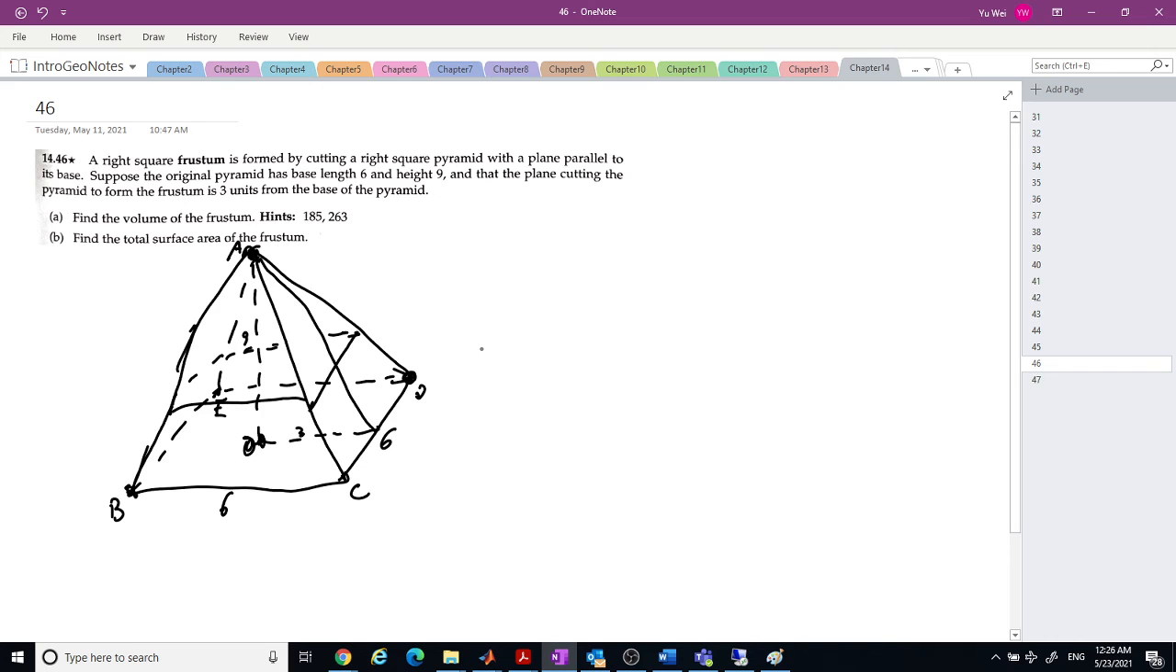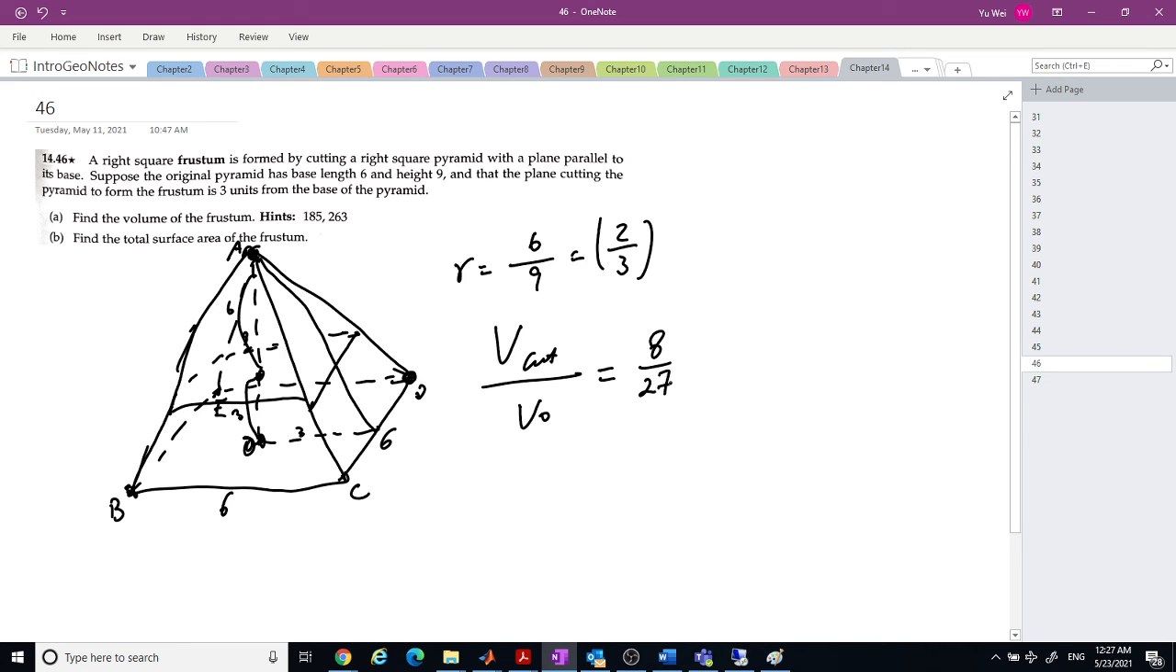Okay, so let's see the ratio. Then we need to figure out the ratio. Here is 3, right? So here is 6, right? So the ratio is 6 over 9 of the sides, which is 2 over 3. So you can see the area also has the same ratio, right? So V cut over V0 is equal to 8 over 27, the ratio of the cube.